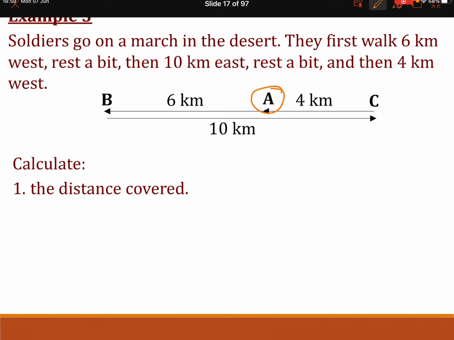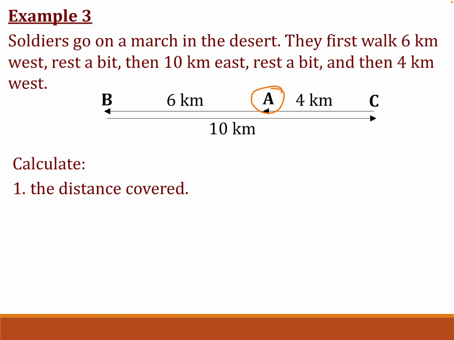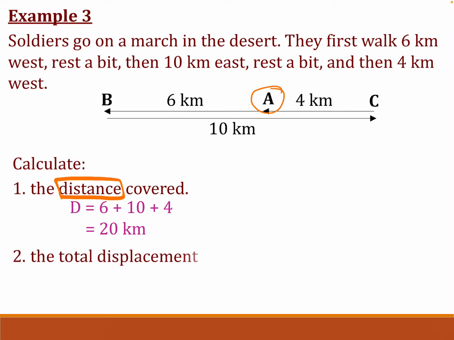Okay. First question is, what is the distance covered? Well, distance is just adding everything together. So distance is the 6 plus the 4 plus the 10. 20 kilometers. No direction needed because it is distance. Distance is a scalar.